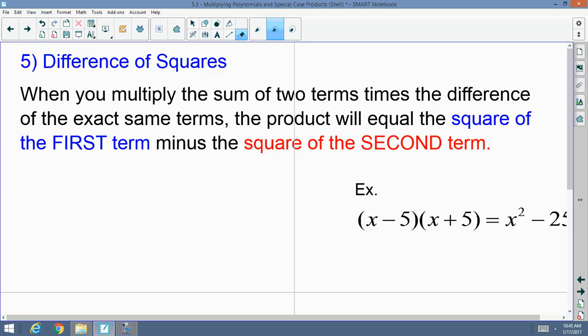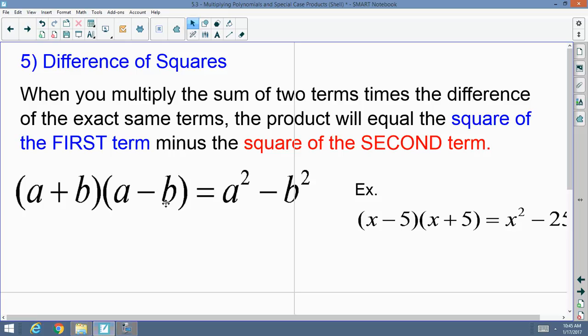But when you multiply the sum of two terms times the difference of the exact same terms, the product will equal the square of the first minus the square of the second. This is called the difference of squares. It's called that because when you have a plus b times a minus b, you basically have the sum of the same terms times the difference of the same terms. That's what's happening. You still don't have to technically memorize this yet.